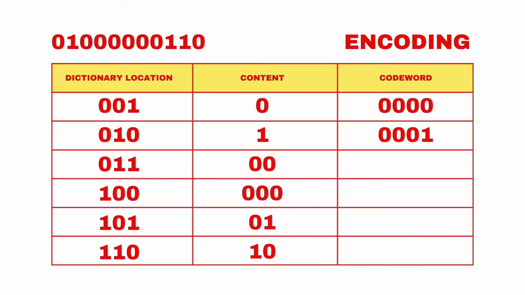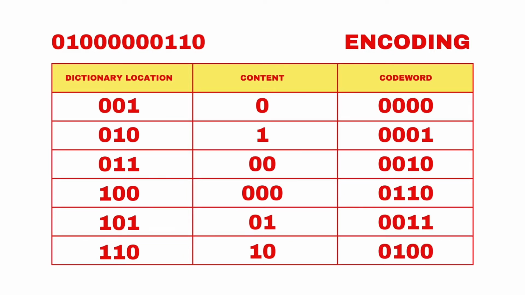Now that we encounter the prefix, we will look at our content column and look for the content to which our prefix is identical. After we identify which content is identical to our prefix, we put its dictionary location as the prefix of the code word. So if our prefix here is 0, we look at the 0 content cell in its corresponding location, which is 001. We put this beside our least significant bit, and we do this process until we finish it all up.